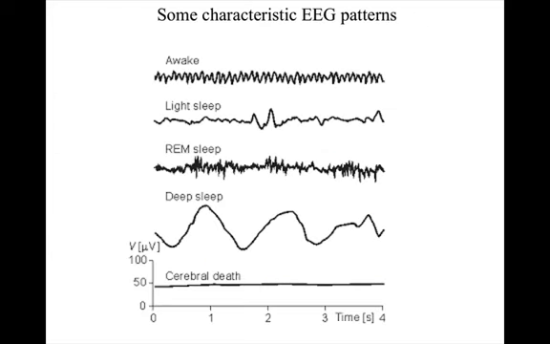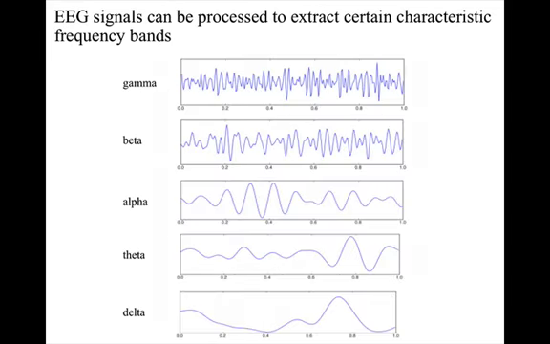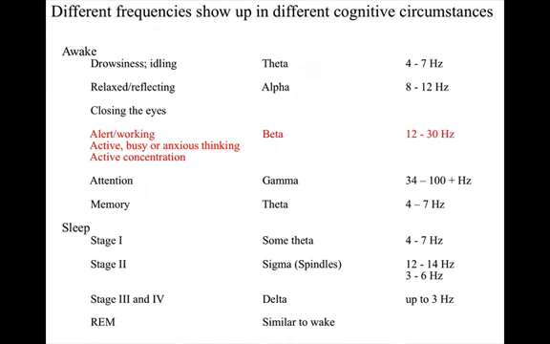The pattern of electrical activity differs between different cognitive circumstances. There are big differences, especially between when you're awake and when you're asleep. And you can analyze these signals to find out how the variability in voltage is distributed across different frequencies. And we find that certain frequencies are predominant during different cognitive situations.